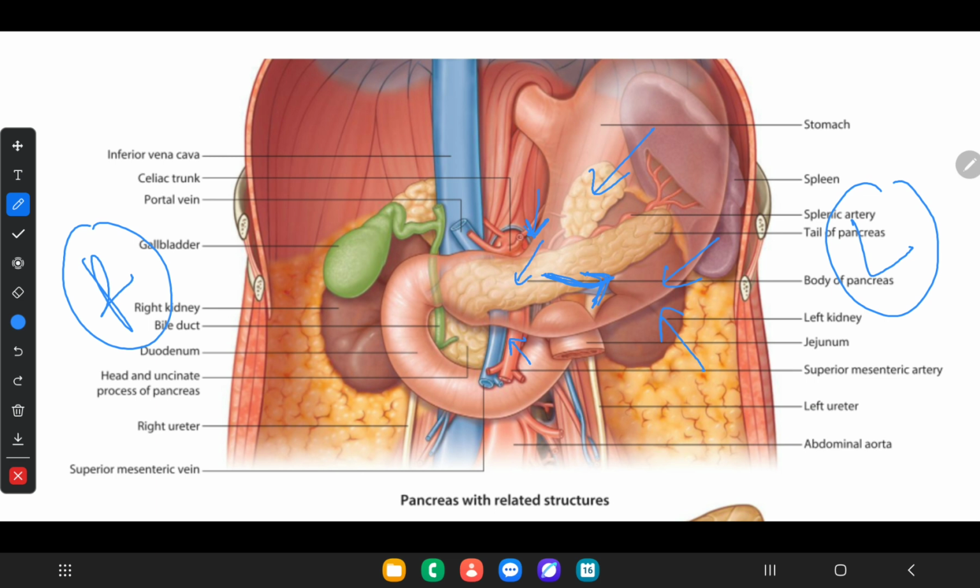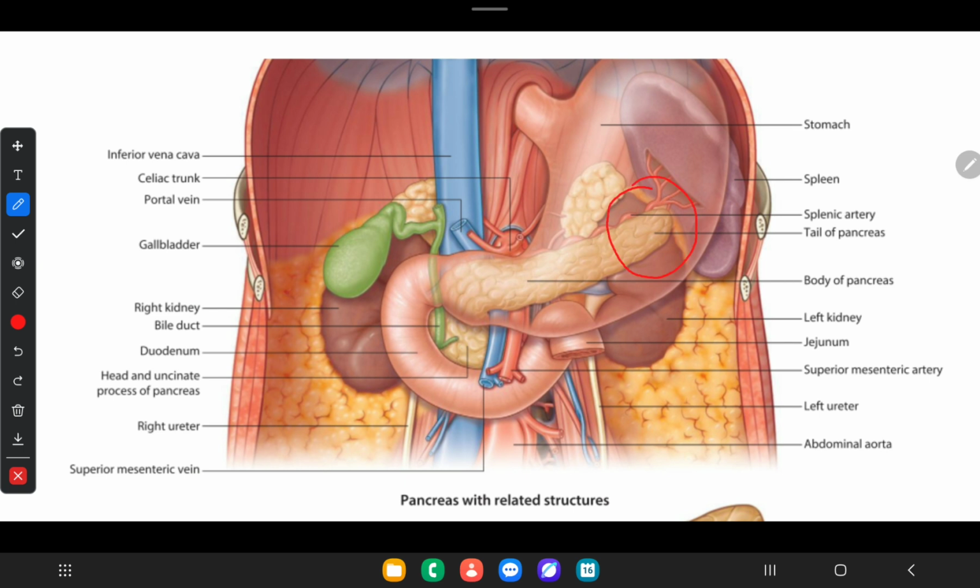When we talk about the tail of the pancreas, here, this part, you can see posterior to the tail of the pancreas there is the left kidney, and you can see the splenic artery and vein posterior to that, and you can see the tail of the pancreas in relation with the hilum of the spleen, and it goes towards the hilum of the spleen. So on the left side, the spleen is related to the tail of the pancreas, and anteriorly you can see the stomach is there. So it's anteriorly the stomach, and actually the lesser sac is there.